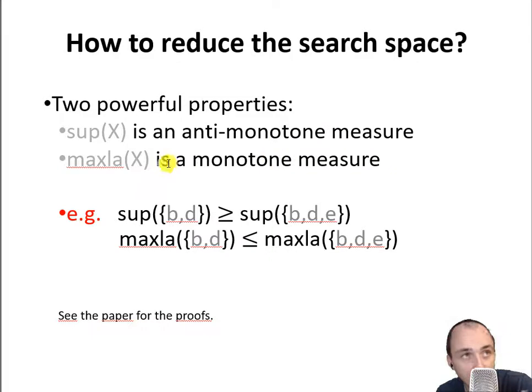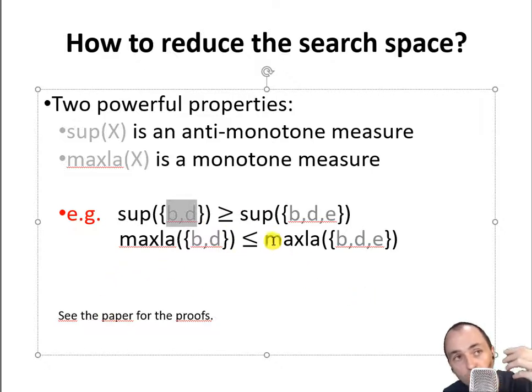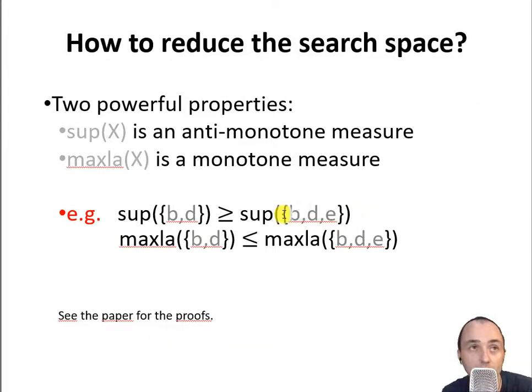I will explain to you with an example. And the maximum liability is monotone. So let me explain this with the example. If we have the support of an itemset like BD, maybe it appears 4 times. Then we know that any superset of BD, like BDE, where we add something to BD, cannot have a support greater than that of BD. So if BD appears 4 times, then BDE cannot appear more than 4 times. We can use this to reduce the search and design an efficient algorithm.